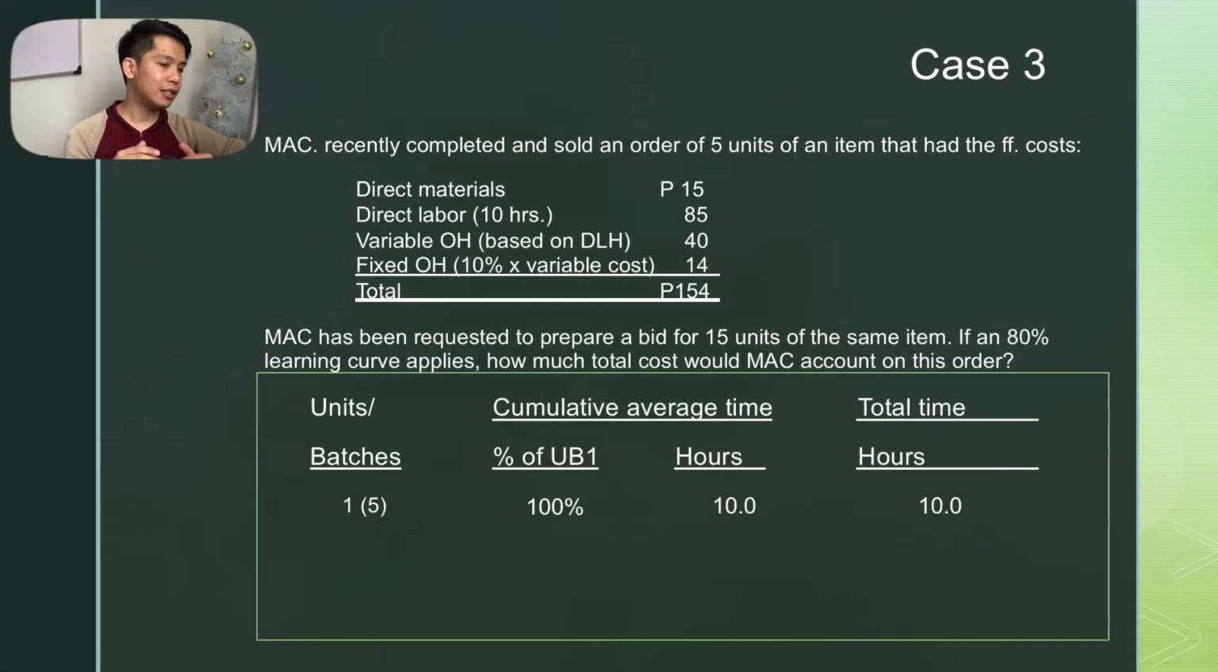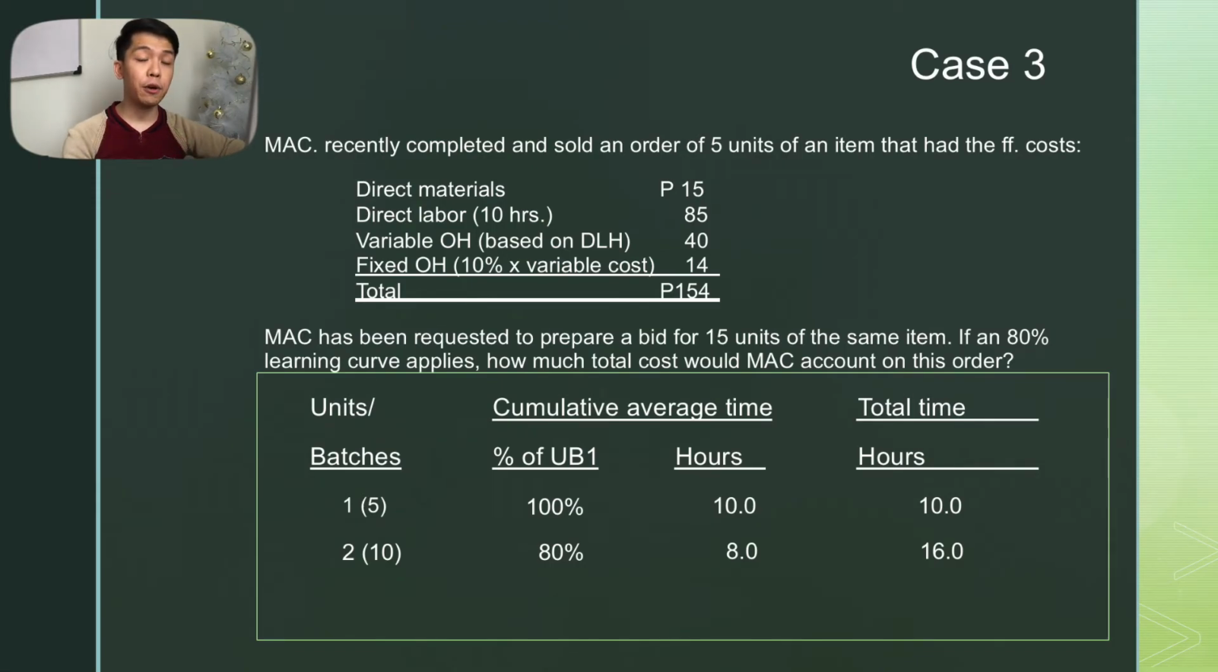Next, let's double 5. This becomes 10, 2 batches. For the first 2 batches, the cumulative average time spent would be reduced to only 80% of the original. 80% of 10 would be 8. Then there you go. 2 batches, 8 hours on average. That would be a total of 16 hours.